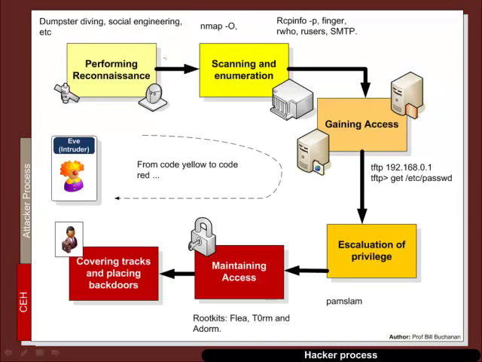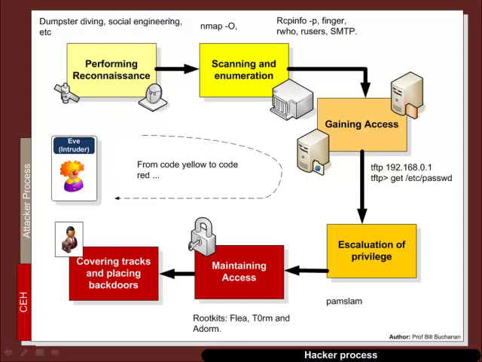So some of the tools that we see are similar to what we've seen in other units. So in the basic six stages for reconnaissance, we see things like dumpster diving, social engineering, and so on. For scanning and enumeration, we see nmap -O, and with RPC -p, finger, rwho, rusers, and SMTP it can be used to enumerate the devices.